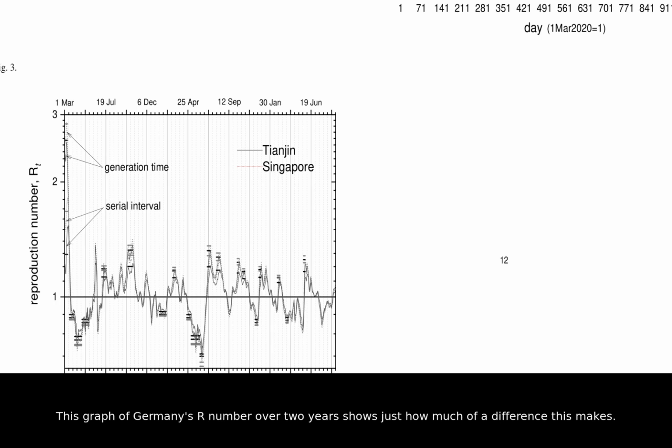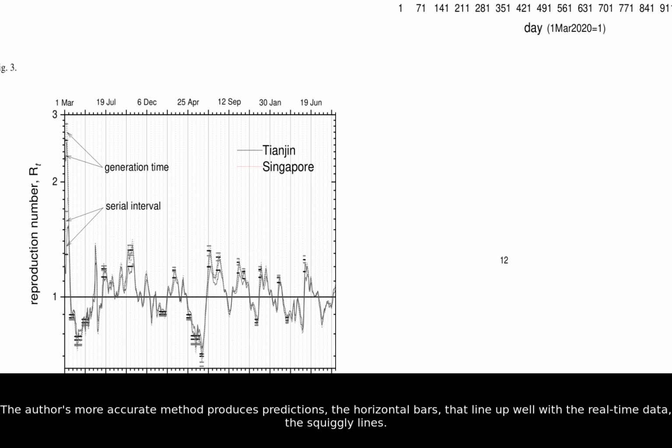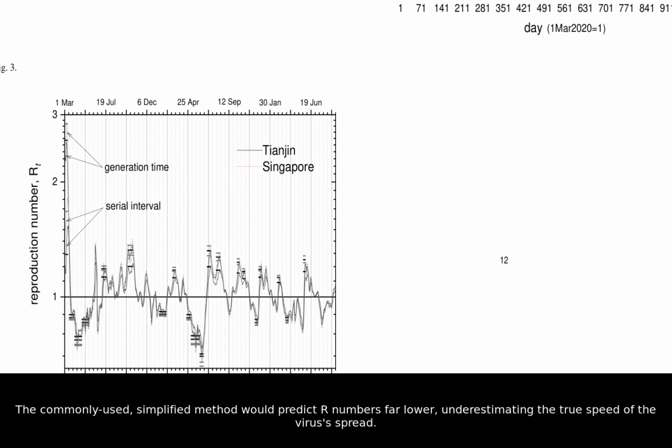This graph of Germany's R number over 2 years shows just how much of a difference this makes. The author's more accurate method produces predictions, the horizontal bars, that line up well with the real-time data, the squiggly lines. The commonly used, simplified method would predict R numbers far lower, underestimating the true speed of the virus's spread.